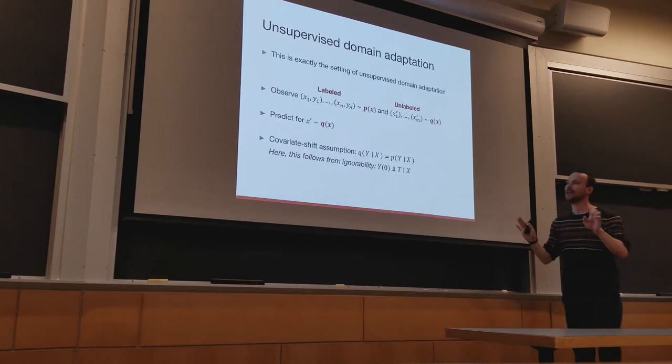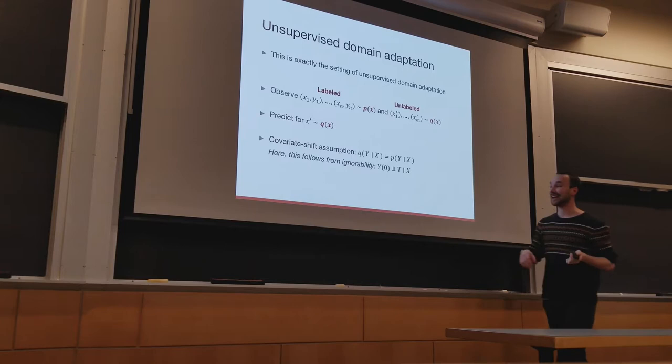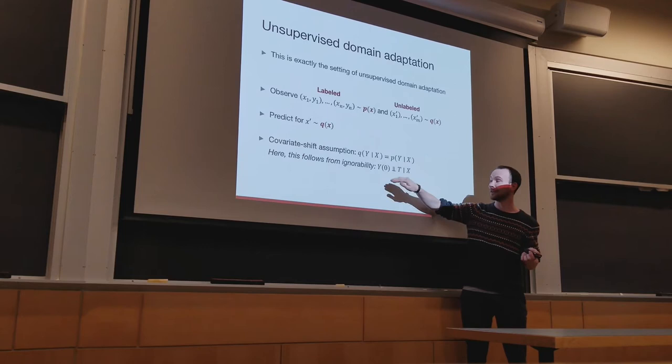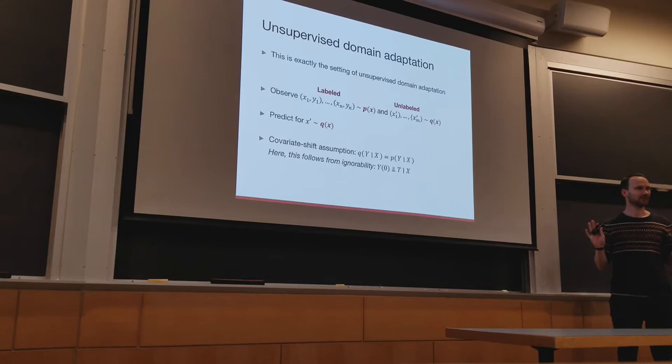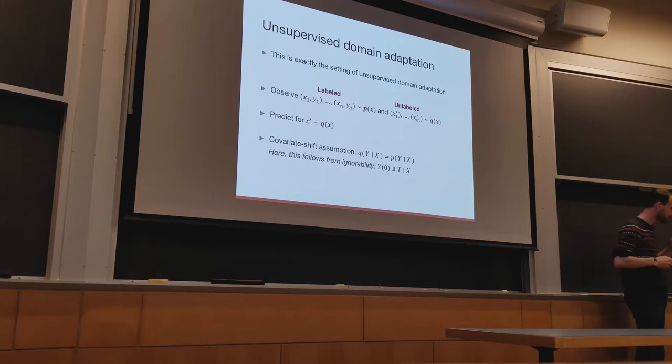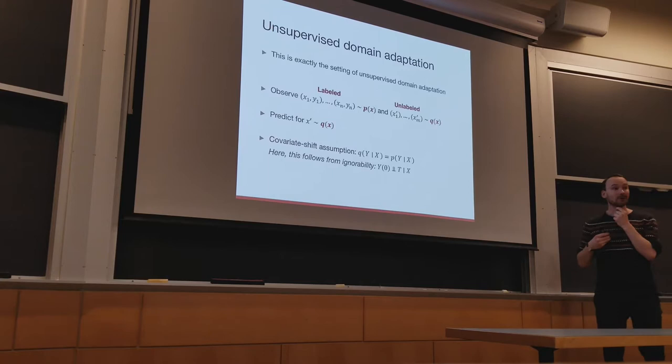Okay. So in our case, this kind of follows from the ignorability condition that we had, saying that the potential outcome under treatment is independent of whether you were treated or not, given the features. Is this clear? Okay. Any questions on unsupervised domain adaptation? All right, good. So what we'll do today, in my part of the lecture, will be to bound the error that we would have under the target distribution.